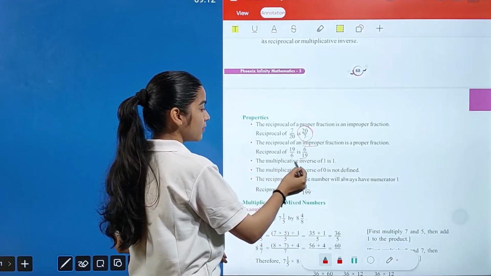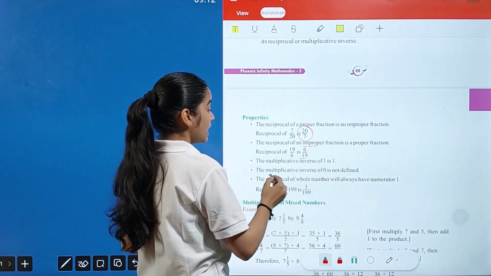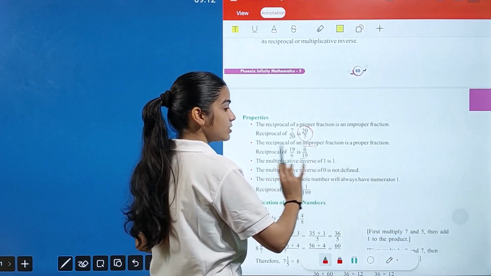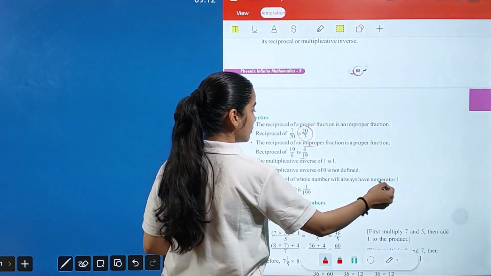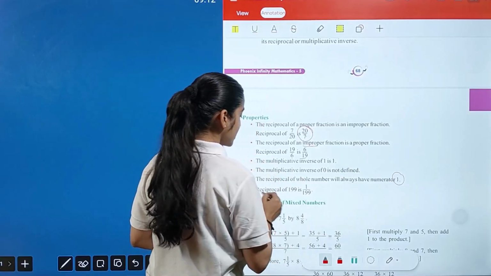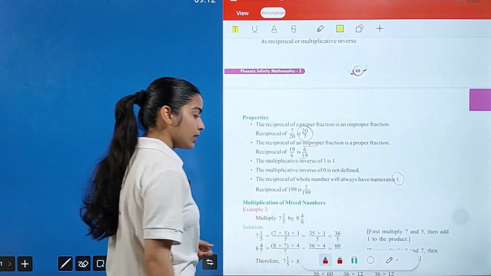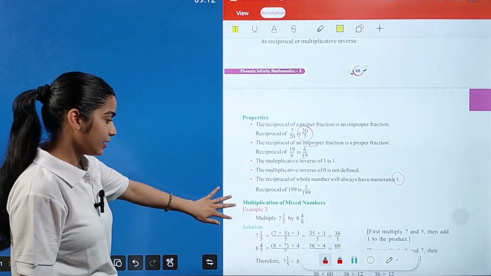The multiplicative inverse of 1 is always 1. The multiplicative inverse of 0 is not defined. The reciprocal of a whole number will always have numerator 1. Reciprocal of 199 is 1 by 199.